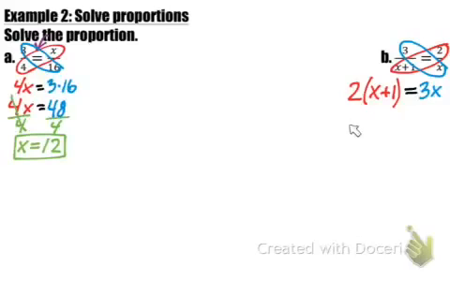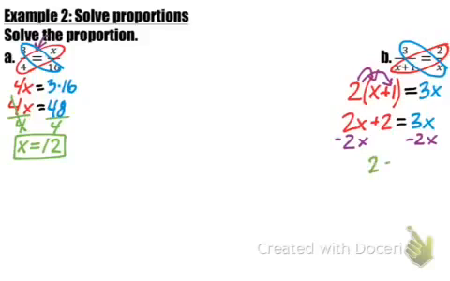We have to deal with the 2 times x plus 1 first. I'm going to distribute the 2 to the x and the 1, so we get 2x plus 2 equals 3x. Now we have a two-step equation, but we can actually make it a one-step equation. We subtract 2x from both sides, leaving 2 on the left side, and 3x minus 2x ends up just being x. So the value of our variable is just 2.